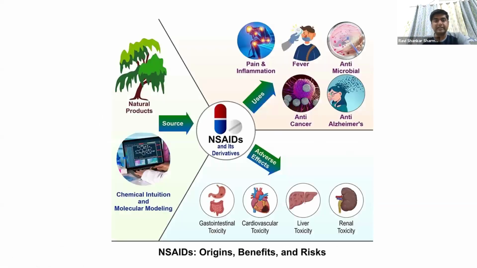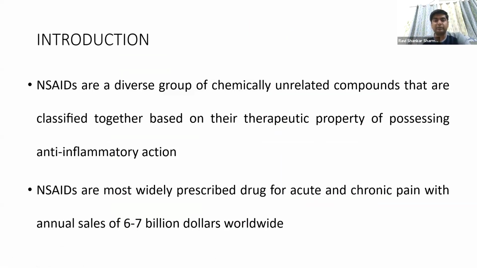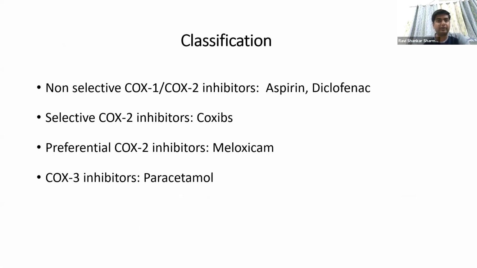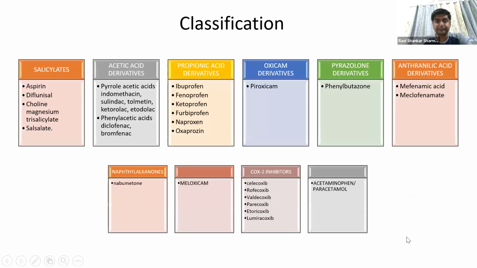Okay. So NSAIDs consist of multiple unrelated compounds, and they are classified together based on therapeutic potency. And these are the most commonly prescribed drugs, or you can say most misused drugs over time. Okay. So non-selective inhibitors like aspirin or diclofenac, selective COX inhibitors are the coxibs. The preferential COX-2 inhibitors are long-acting meloxicams, and sometimes called COX-3 inhibitors is paracetamol.